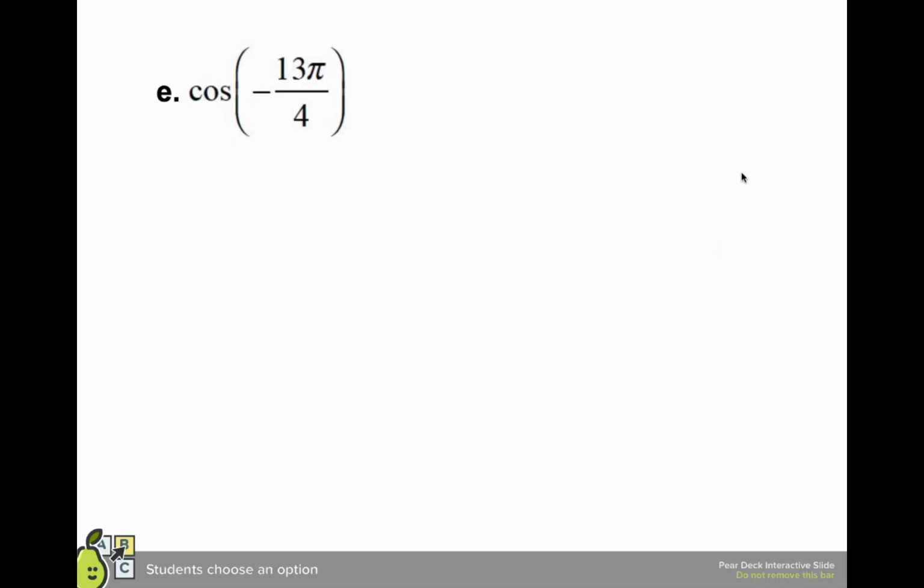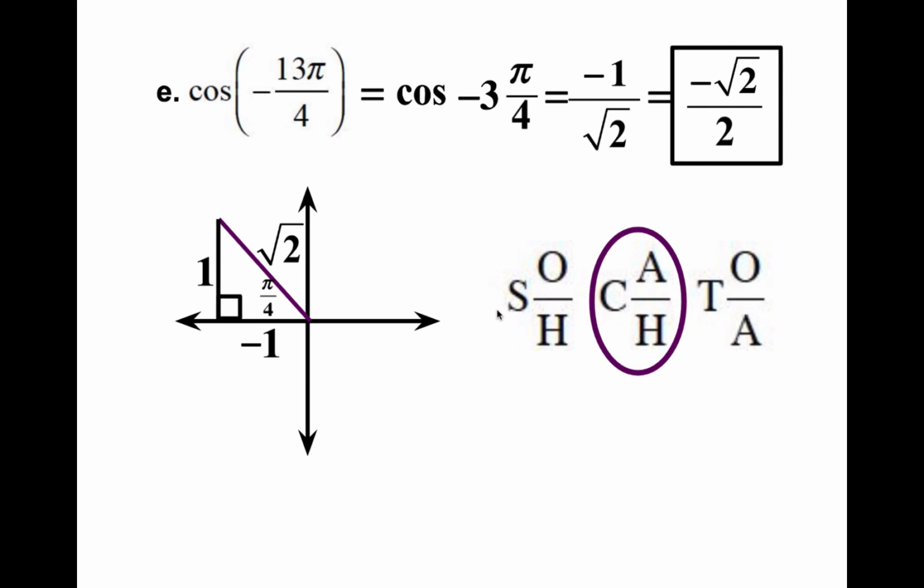Try E. All right, so as a mixed number, this would become negative 3 pi over 4. So that would be half of pi, 1, 1.5, 2, 2.5, 3 pi, 3.5. Notice it's less than 3.5, but more than 3, so it puts it over here. And then cosine is A over H, so you should get negative root 2 over 2.